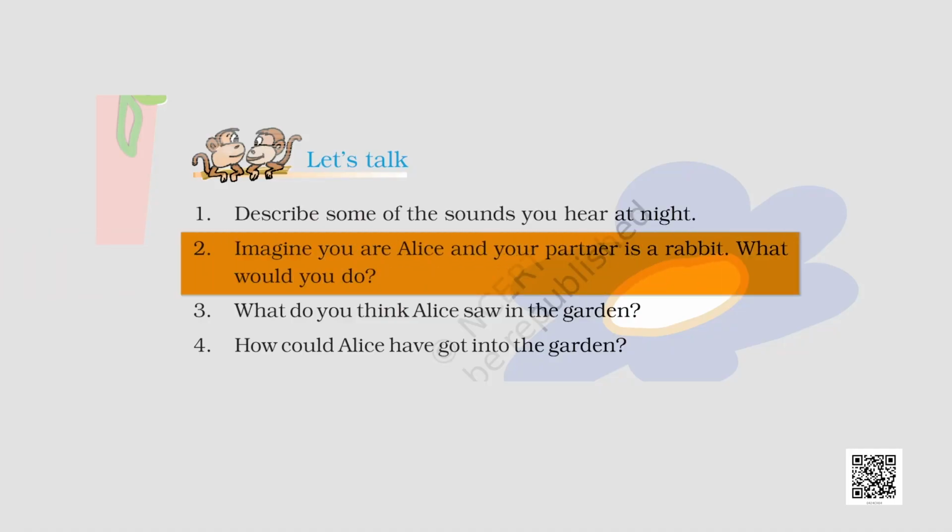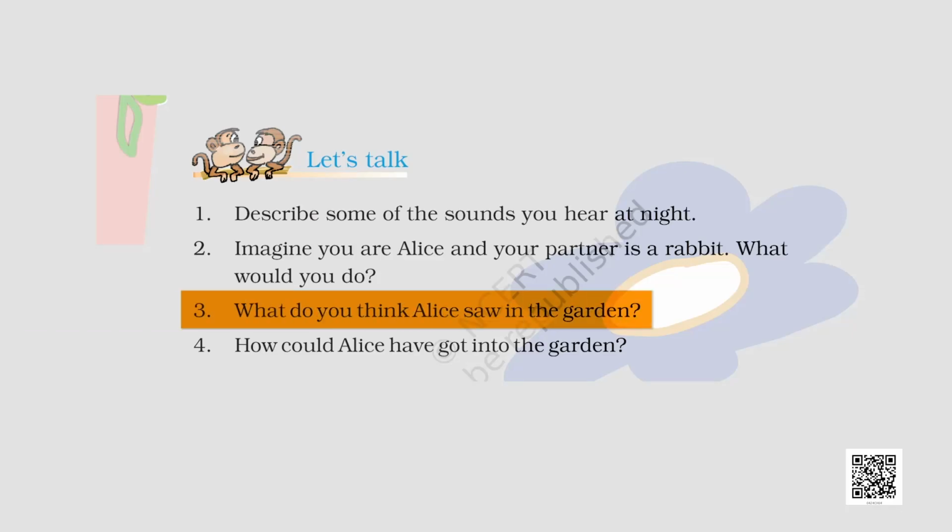Let's go to question number 2. Imagine you are Alice and your partner is a rabbit. What would you do? Again, try talking to your friends about this and see what they have to say about how they will manage to go down with the rabbit into the wonderland.